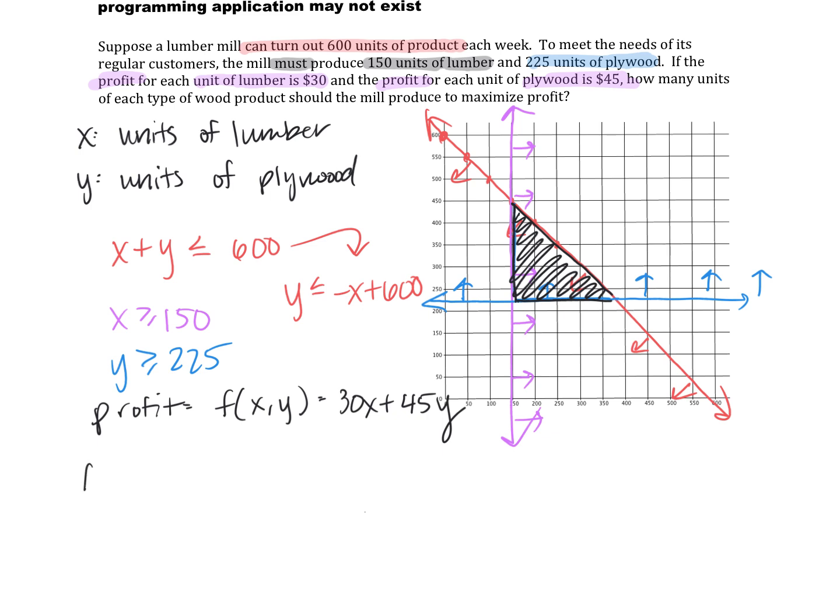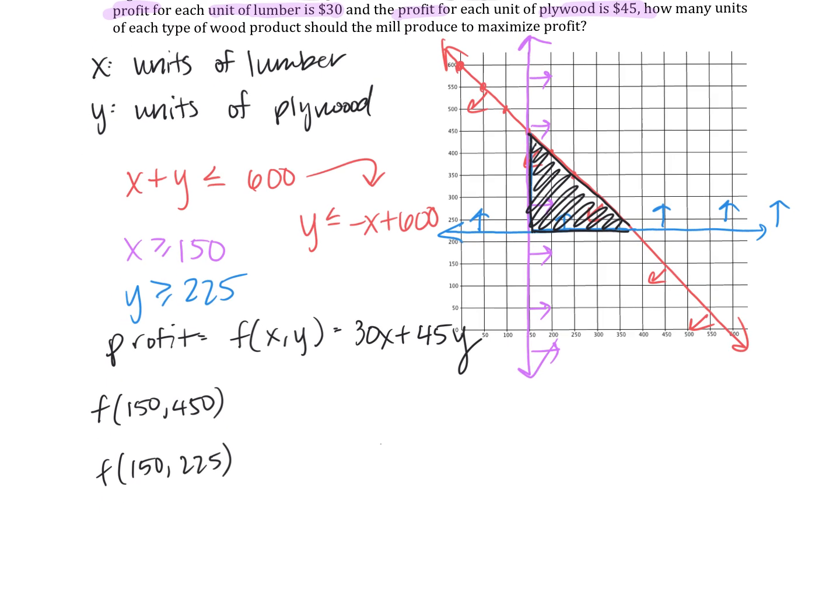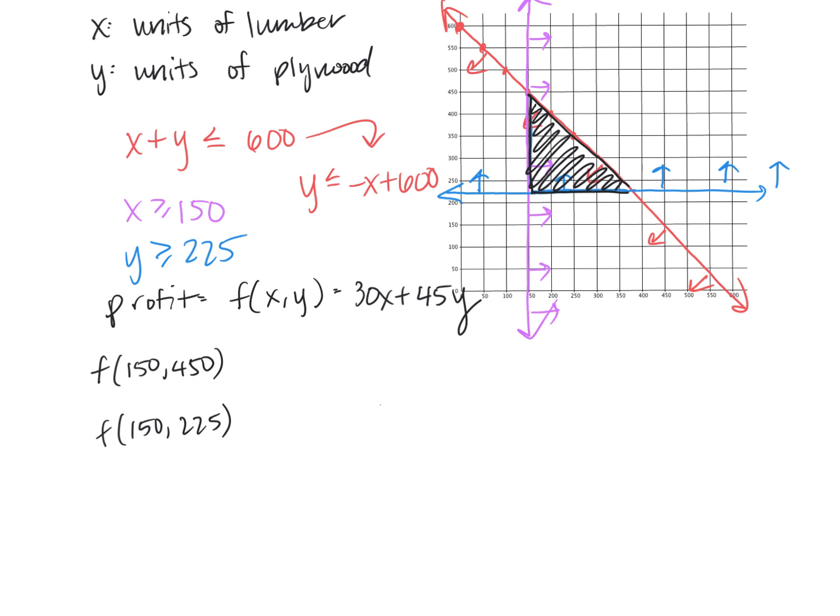And what do we say our vertices are? What's one vertex? 150, 450 is agreed, one of them. And then, Livy, you said 150, 225, agreed. And then we also have, what do you think this one is?